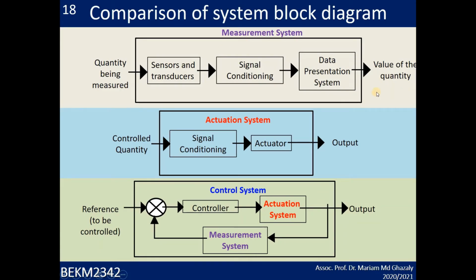This slide shows the comparison of all the 3 block diagrams. You have the measurement system here, the actuator system, and the control system. Just imagine that you have the whole measurement system inside this part, and the actuation system inside this block diagram. So the control system will comprise these 2 main systems.